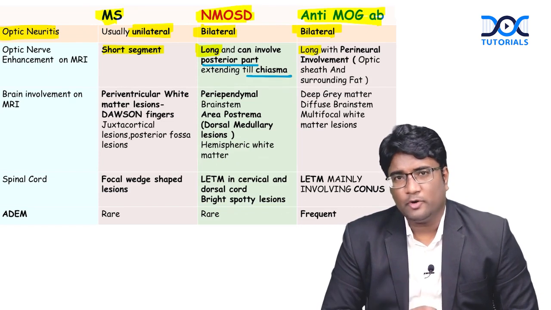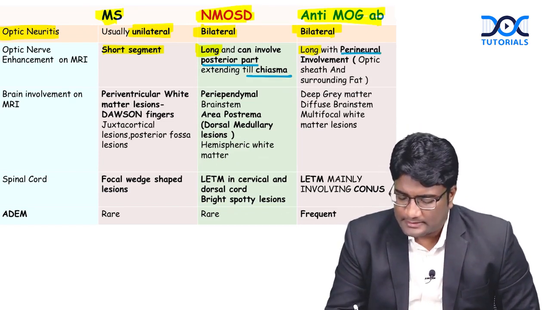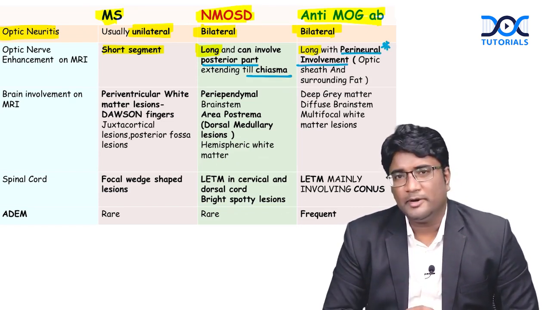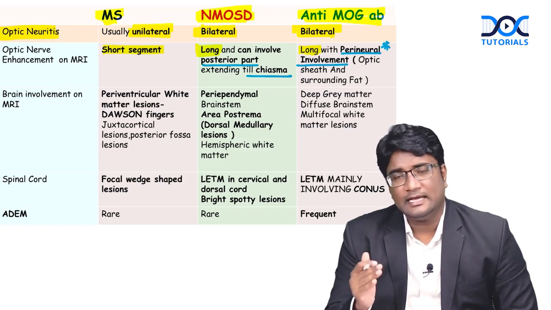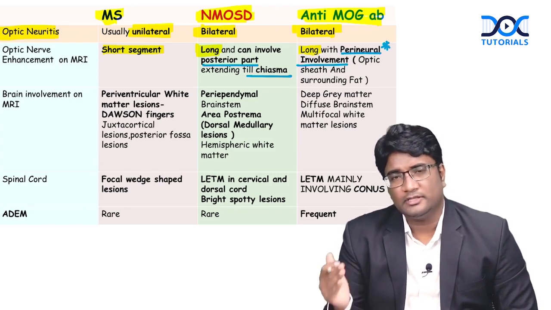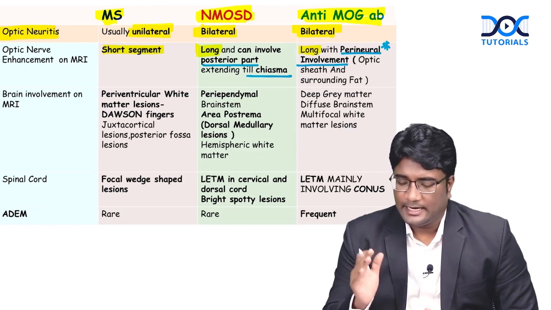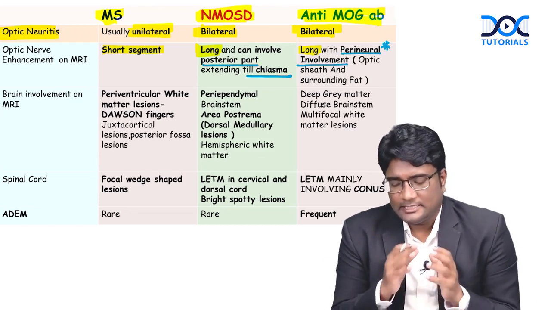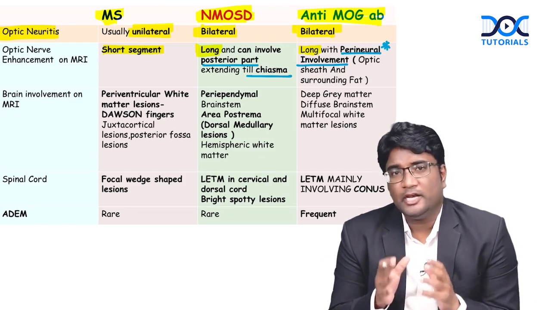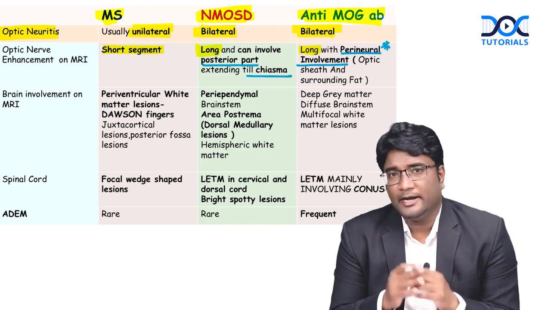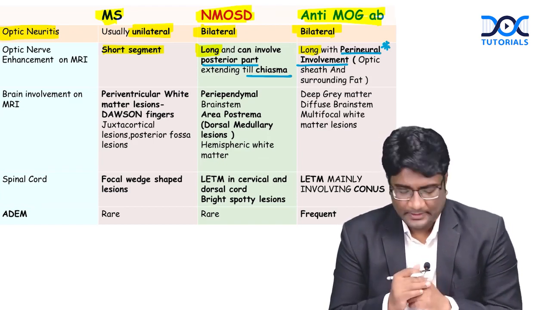Whereas in anti-MOG antibody disease, the important unique point is the perineural involvement of the optic nerve sheath, and the surrounding intraorbital fat or soft tissues will be affected. Please remember, it is long segment with perineural involvement. This word perineural involvement with anti-MOG antibody is important.